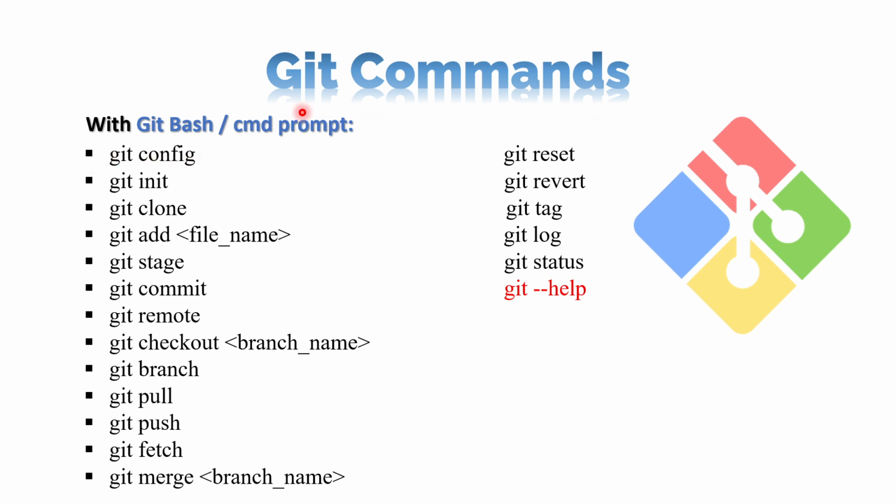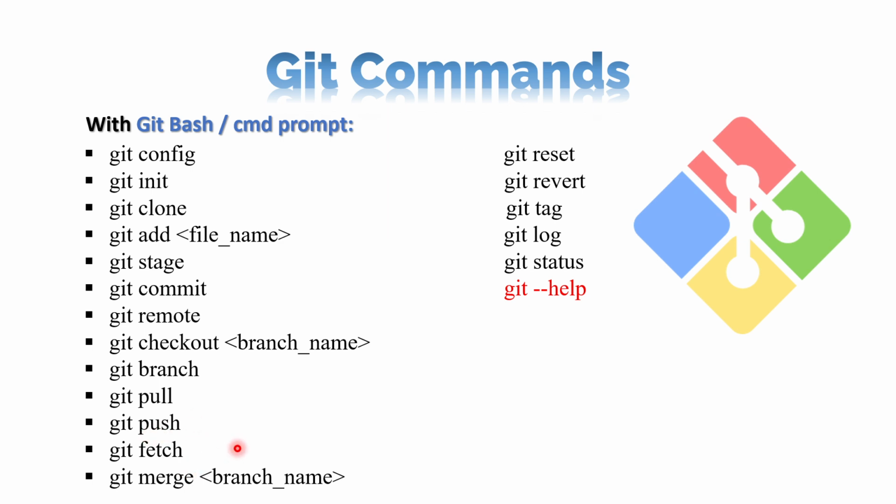Git config is a command where we can add username and password, all those configuration details. Then initializing a new repository, cloning an existing repository, and adding our changes into the staging. We can use git add and git stage for the same purpose. We can commit those changes with this command. Git remote is used to check the remote repository, and we can check out a branch with a specific branch name, pull those changes, and push changes.